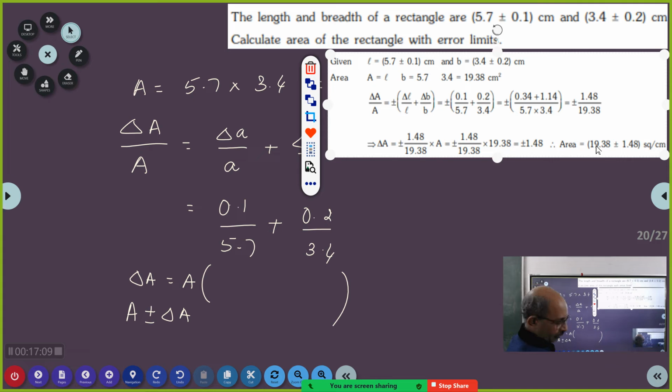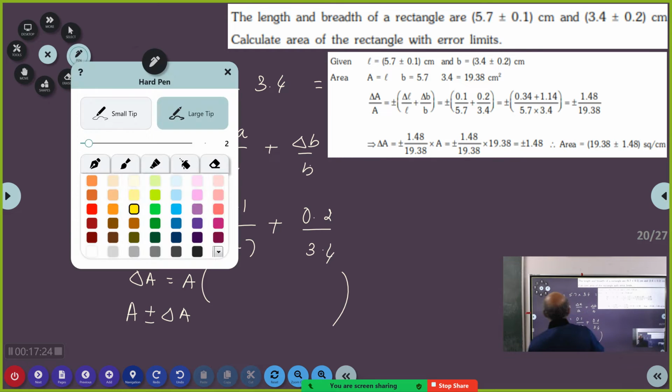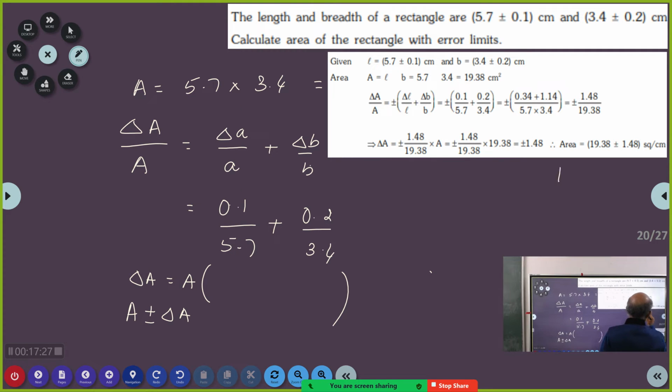And what about the error? What will you write for the error? The final answer, the area, should be 19 plus or minus what? You are doing addition of these two, no? We have first divided 0.2 by 5.7, right? So we should consider only one significant figure there.